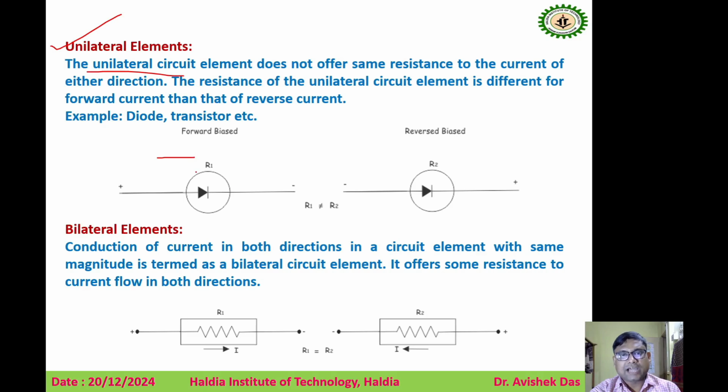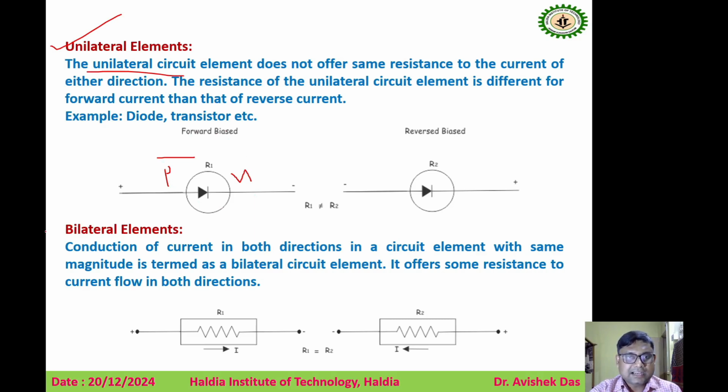If we consider one diode, it has two sides. One is the P side, another is the N side. So current can flow from the P side to the N side easily, but the reverse is not possible. From the N side, current cannot flow to the P side. Understand? That's because of the PN junction. So the diode is an example of the unilateral element.